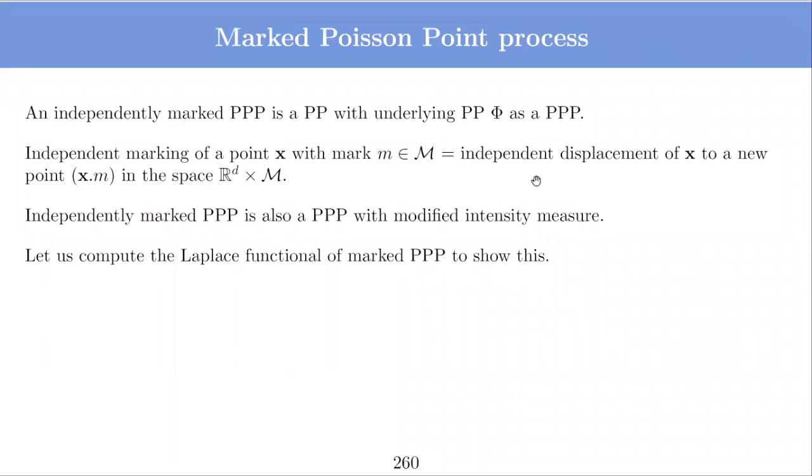So we have proved that independent displacement of points results in a PPP itself. So the marked point process is nothing but an independent displacement of points, so it is also a Poisson point process with a modified intensity measure, the Campbell measure. So an independently marked Poisson point process is also a Poisson point process with a modified intensity measure. To show this, we compute the Laplace functional of the marked Poisson point process.